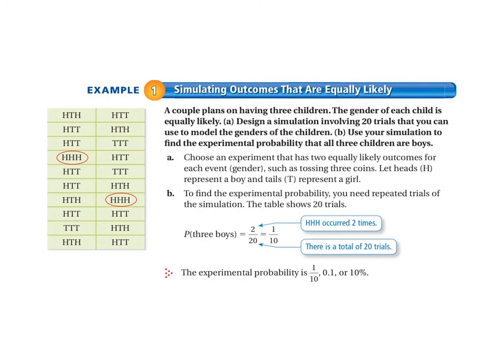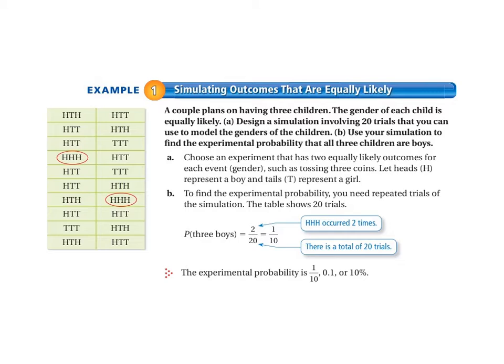We're going to take a look at Example 1, simulating outcomes that are equally likely. A couple plans on having 3 children. The gender of each child is equally likely. A, design a simulation involving 20 trials that we can use to model the genders of the children. B, use that simulation to find the experimental probability that all 3 children are boys.